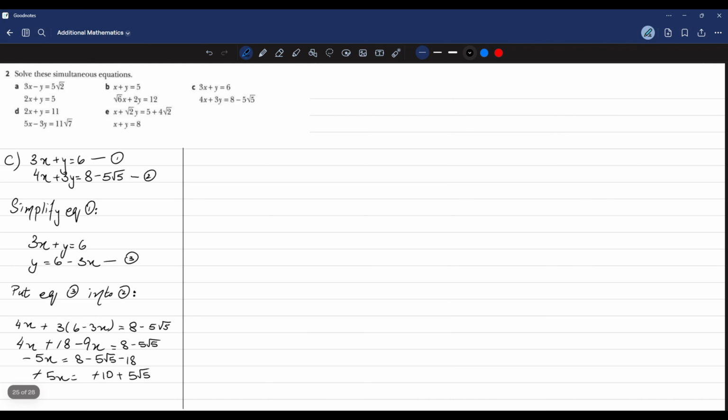Make a partition here. And we have got x is equal to 10 plus 5 under root 5 divided by 5 itself. So again, 5 ones are 5, 5 twos are 10, and 5 ones are 5. So we've got x equals to 2 plus under root 5 as your value for x for part C.